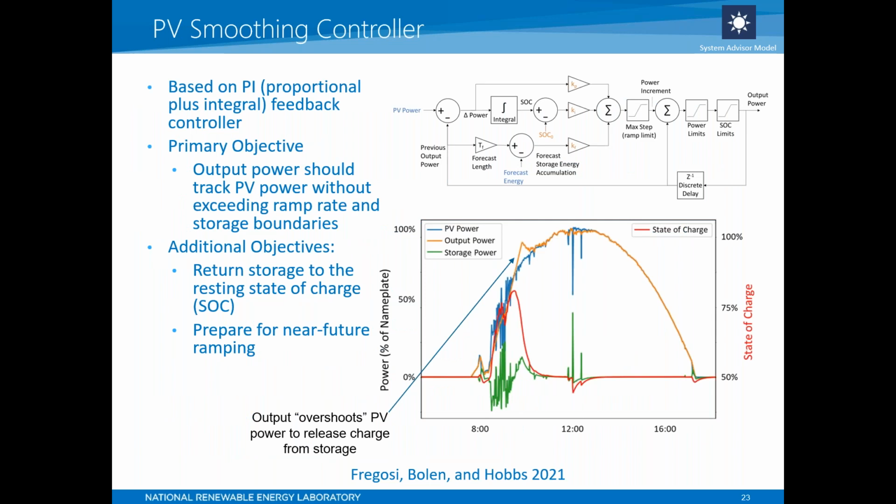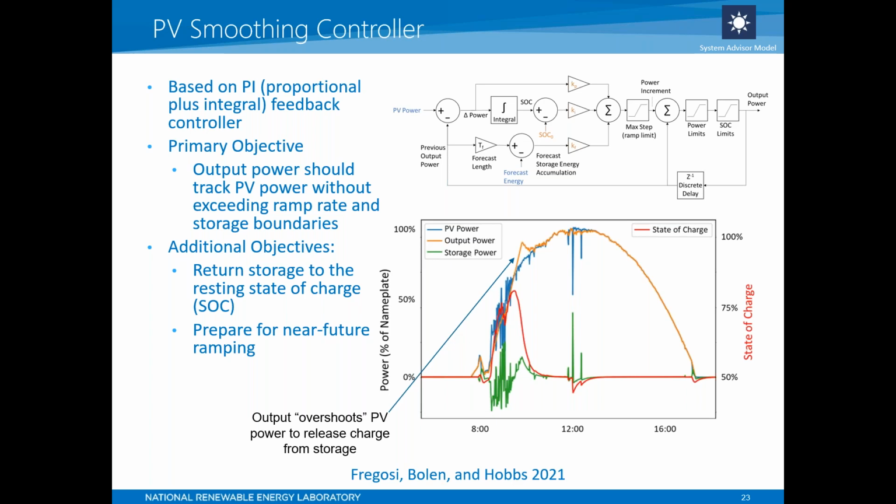So the controller that they implemented for PV smoothing is based on a proportional plus integral, or PI, feedback controller. The primary objective of the controller is such that the output power should track the PV power without exceeding the ramp rate and the storage's state of charge boundaries. Assuming that objective can be met, the controller will also attempt to return the storage to a specified resting state of charge in order to prepare for near future ramping.